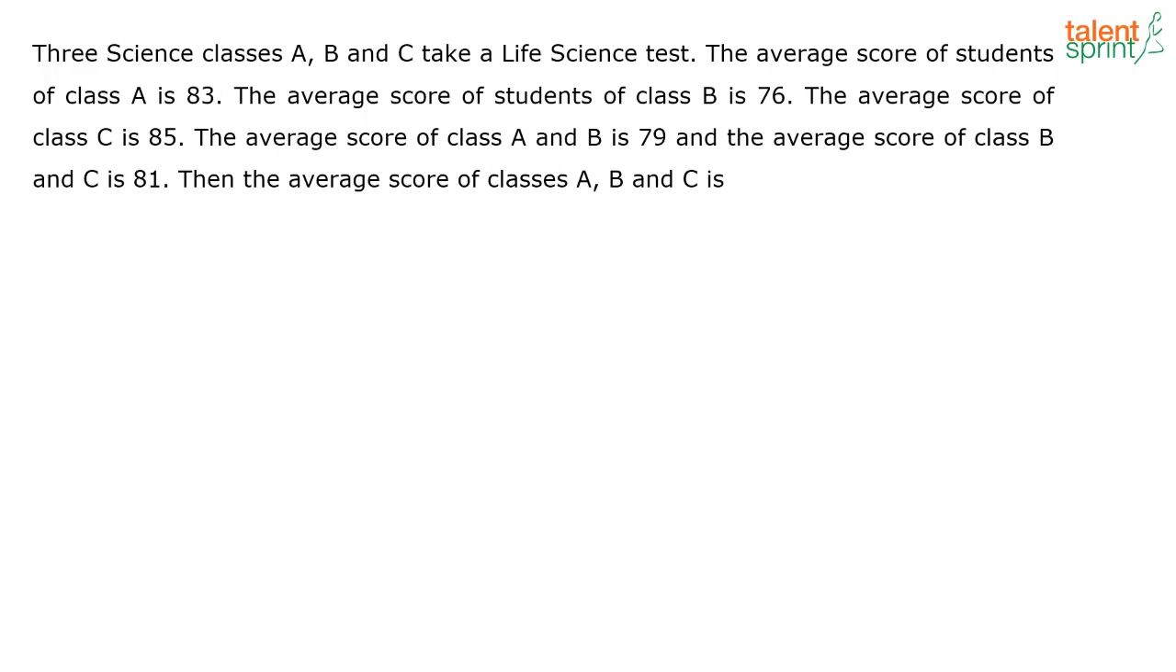3 science classes A, B and C take a life science test. The average score of the students of class A is 83. The average score of students of class B is 76. The average score of class C is 85. The average score of classes A and B is 79 and the average score of classes B and C is 81. Then the average score of classes A, B and C is dash. So try this one and give me the answer. I have not given options for this question.